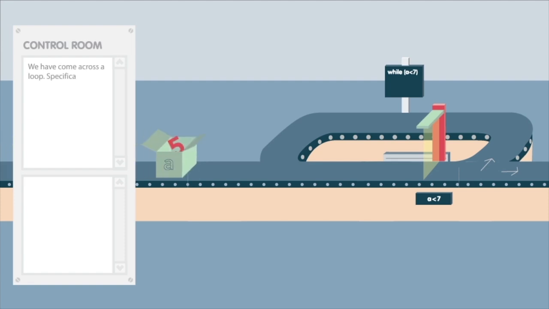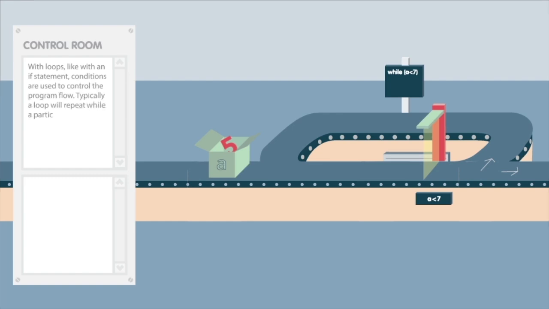We have come across a loop, specifically a while loop. We use a loop when we want to repeat the same section of code a number of times. With loops, like with an if statement, conditions are used to control the program flow. Typically, a loop will repeat while a particular condition is satisfied.